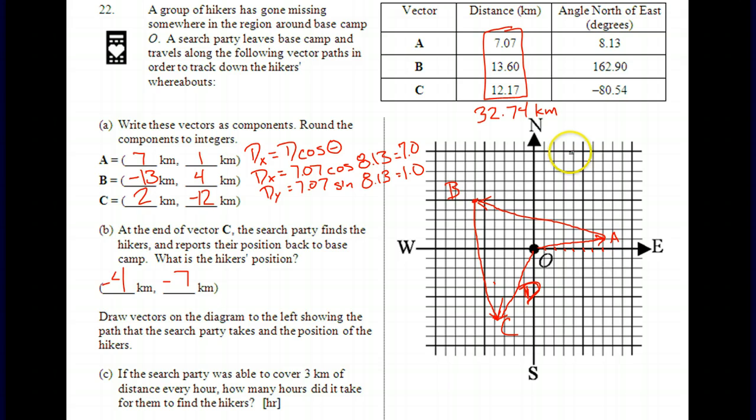They're able to cover 3 kilometers every hour. How many hours did it take? So divide that by 3 kilometers per hour. So distance divided by the speed gives us the time. And we should come out with almost 11, right? 10.9.